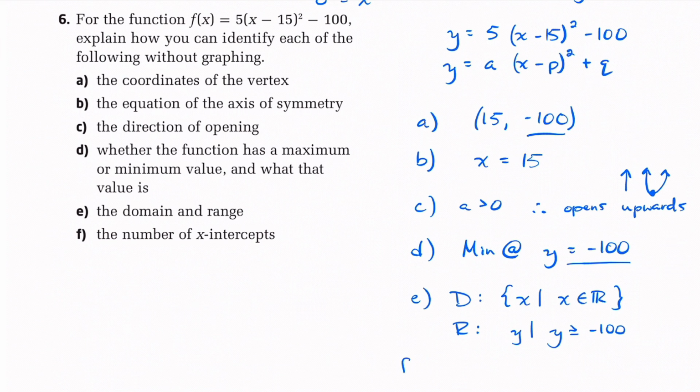Okay, and then last thing, part F, number of x-intercepts. So I'm just going to do a rough picture here. If we had the vertex at 15 and negative 100, that means we're over 15, and then we're down negative 100. So the vertex is there. And then we said we knew it opened upwards. So I'm just going to draw a graph that opens upwards. I can see how many x-intercepts this has just from this rough sketch. I can see that it crosses here on the x and here on the x-axis as well. So it has two x-intercepts without me even graphing it.